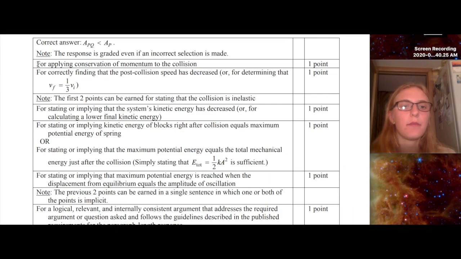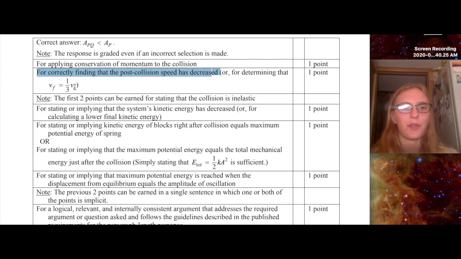That should totally be like a go-to statement for you. If you see a collision, then you should definitely say that momentum is conserved, unless it says otherwise. Second point is for correctly finding that the post-collision speed has decreased, or you can do some calculations to find how much it has decreased.